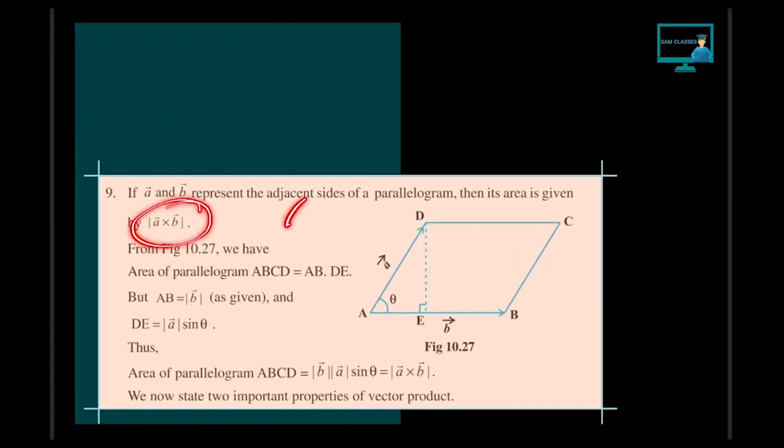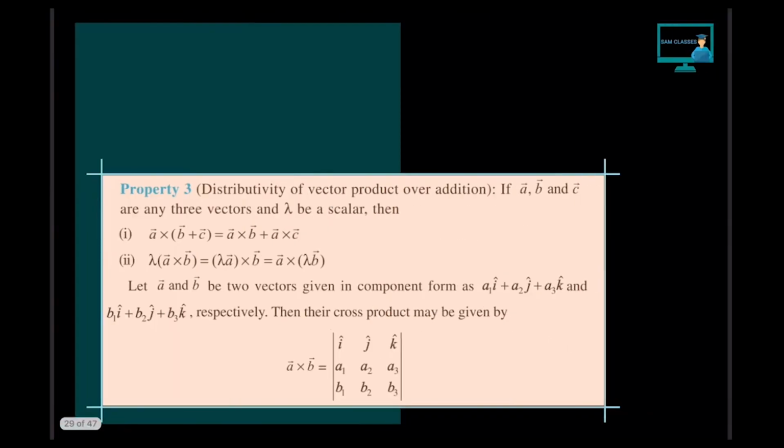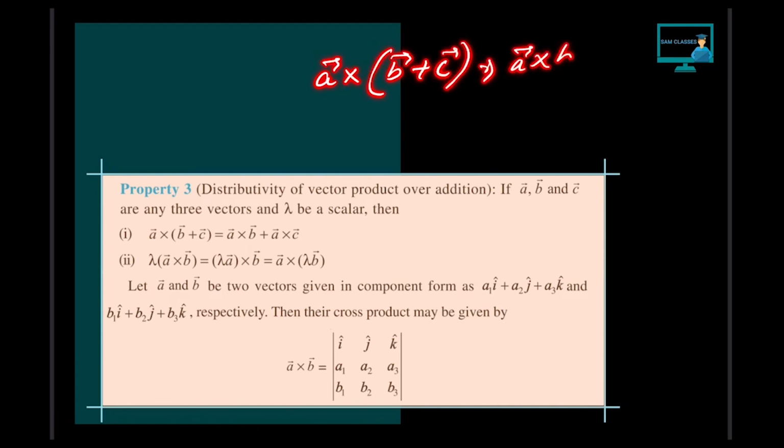So not half will be removed, and it will be just a vector cross b vector. That's it. Nothing more than that. Now, whenever we have cross and the distributive property, a vector cross (b plus c), what we can do is open it up: a vector cross b vector plus a vector cross c vector.